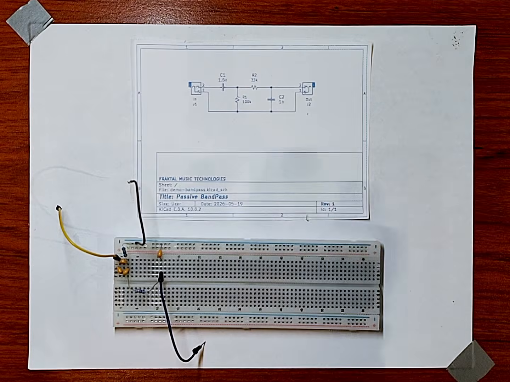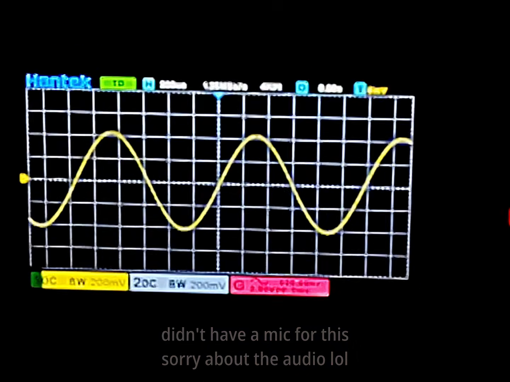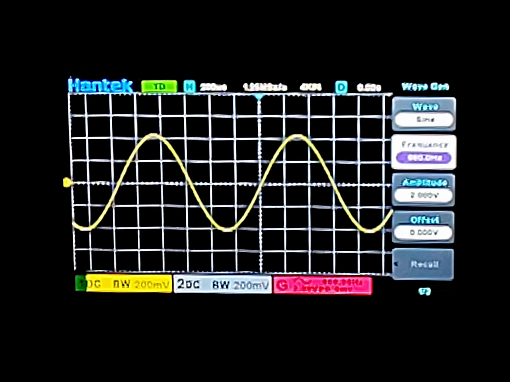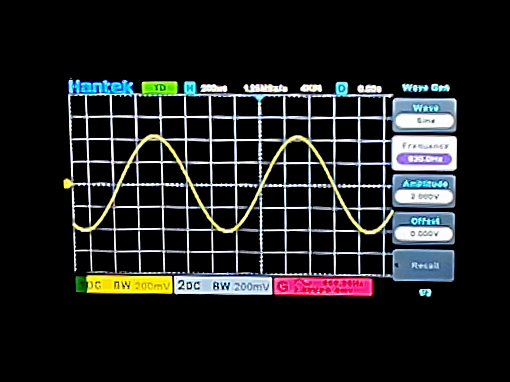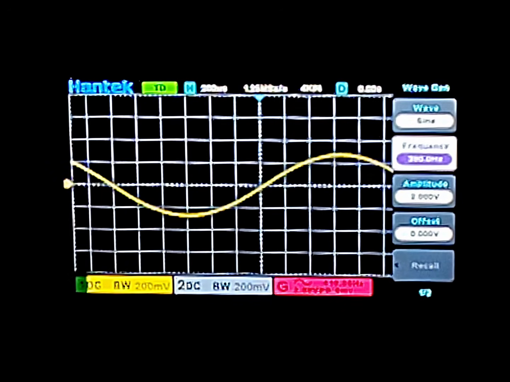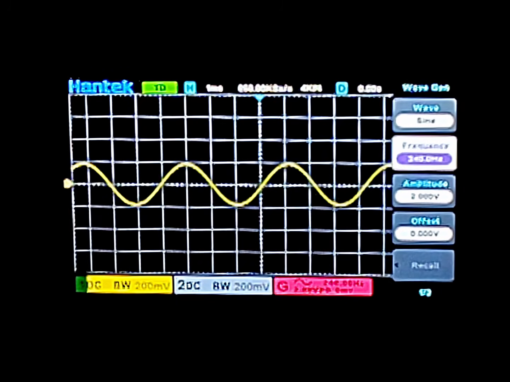Now let's take it for a spin. Okay, so here's our guy, and we go to the oscilloscope. We get a sine wave, an 800 hertz sine wave. But as we go down, and down we go, we see how the amplitude gets dropped by a fair bit.